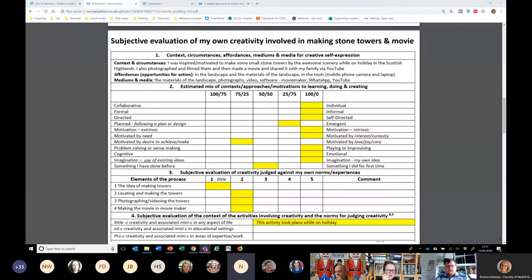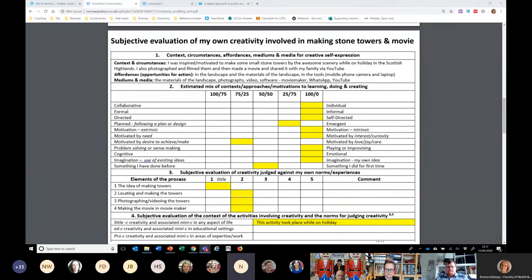The second header, estimated mix of context, approaches, motivations, it's really very crude, but it's really to give me a picture, if you like, rather than precise measurements of these things. So between collaborative, individual, formal, informal, directed, self-directed, for example. So for me, this was a very personal, individual experience. It was informal and self-directed. It was emergent. It just came about because I happened to be in that place and got inspired by being there. The motivation was intrinsic, and it was interest and curiosity driven.